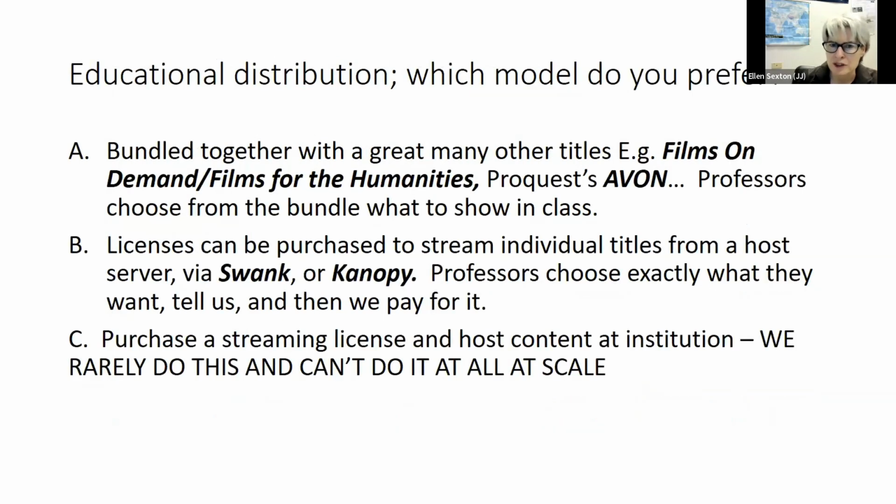So there are a number of different kind of models for educational distribution, A, B, and C here. There's the old-fashioned one, which is when the vendor sells us a big package of content, with the expectation that professors will browse the content, looking for something appropriate for a particular class. And our two big collections are Films on Demand, where the James Baldwin clip came from, and one from ProQuest called Academic Video on Demand, Avon.